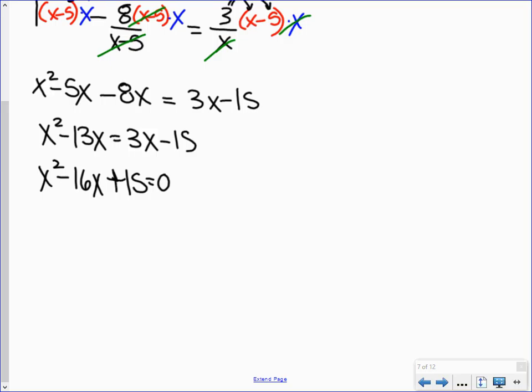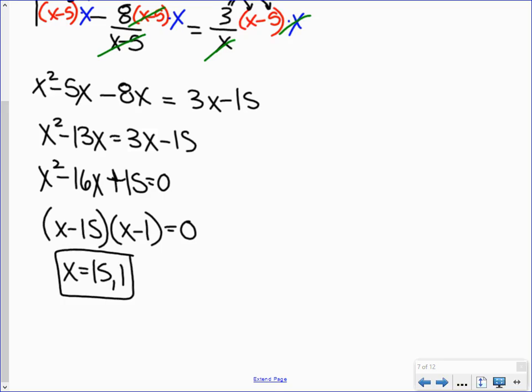And then, do you have factors of positive 15 that add to make negative 16? Justin, you're saying yes. What are they? Yeah, negative 15, negative 1. So we'll factor it out as x minus 15, x minus 1 equals 0. The negative 15 times negative 1 is positive 15. The negative 15 plus negative 1 is negative 16. And x equals 15 and 1.